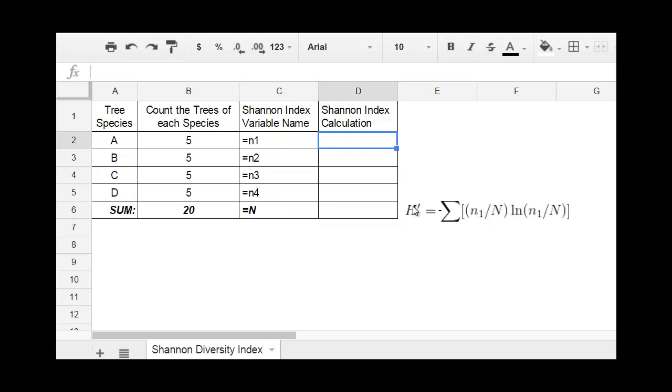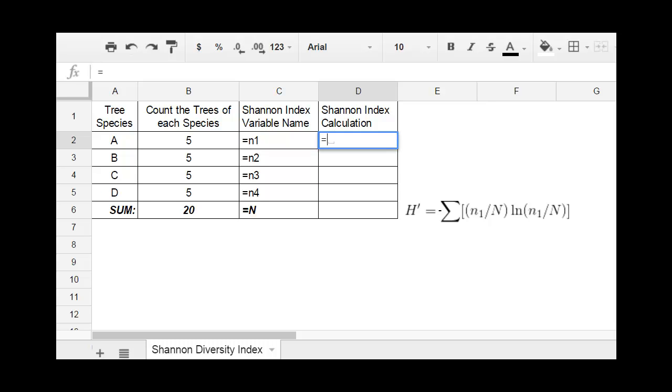N. So when we see in the formula that H prime equals negative sigma N1 divided by N, the natural log of N1 divided by N, that N1, N sub 1, is your tree species A and the count of the trees of that species. 5 equals N sub 1. And that capital N is what I use to divide by. It's the denominator, what I'm using to divide by. And that capital N equals 20.